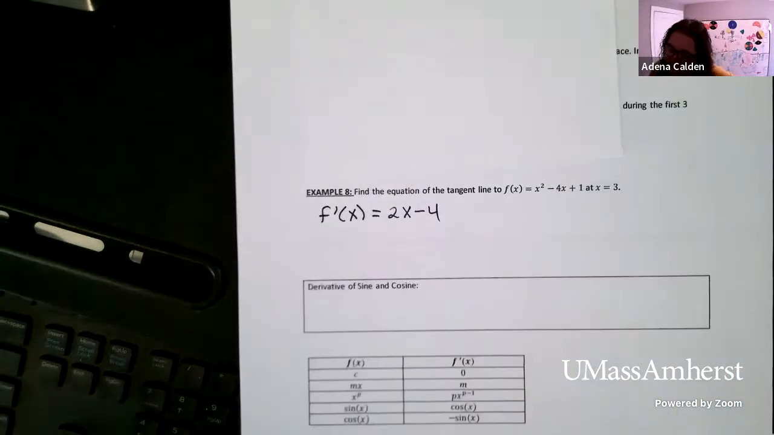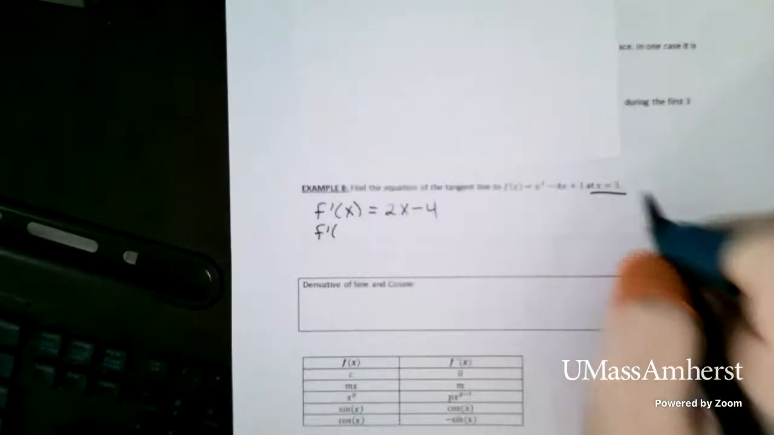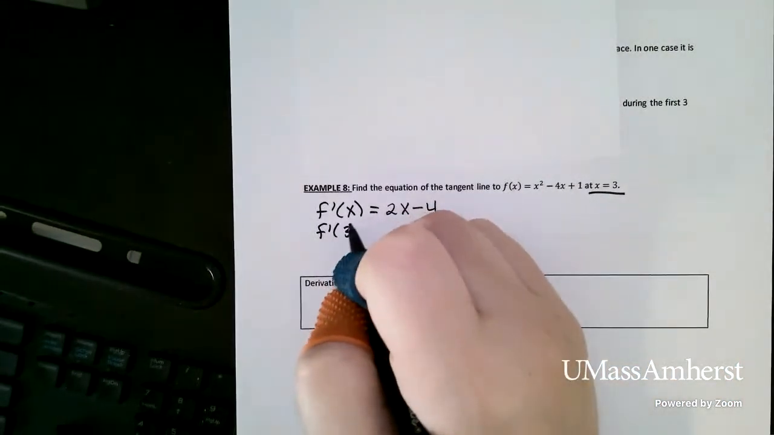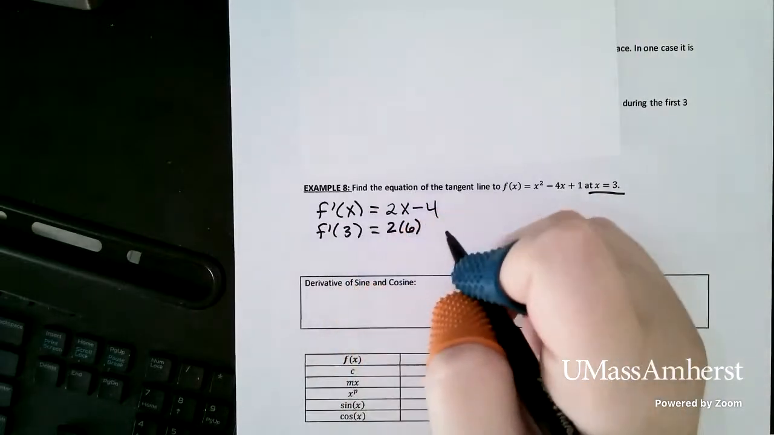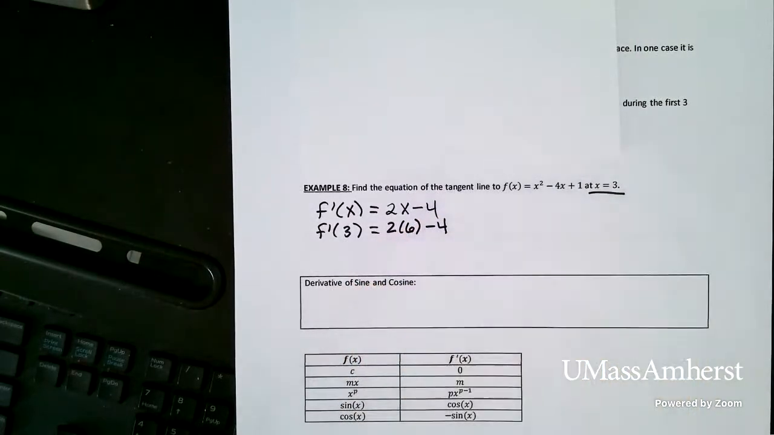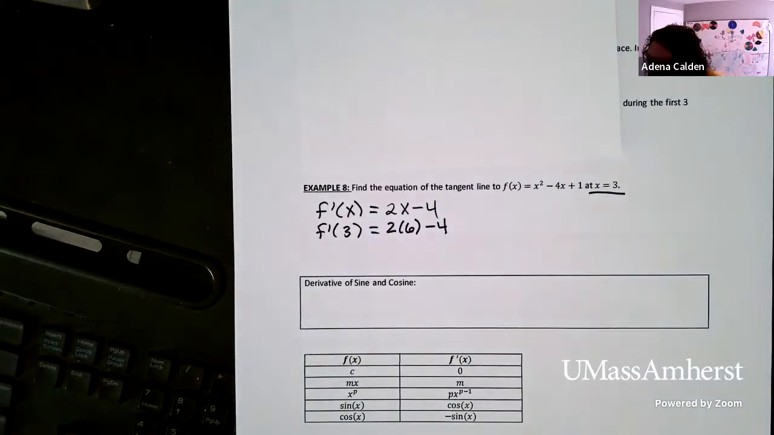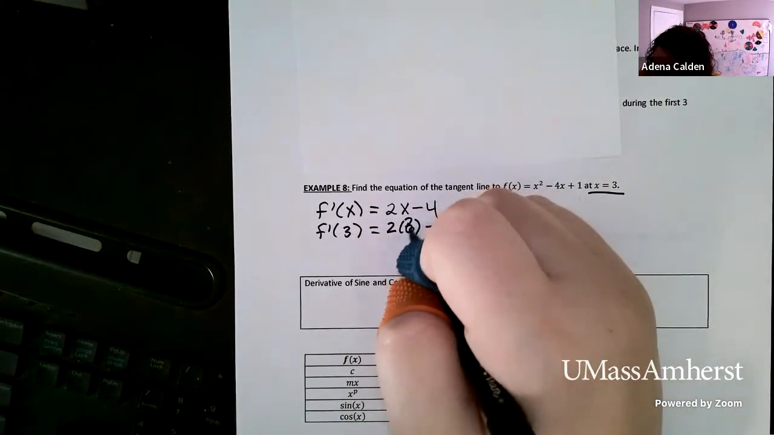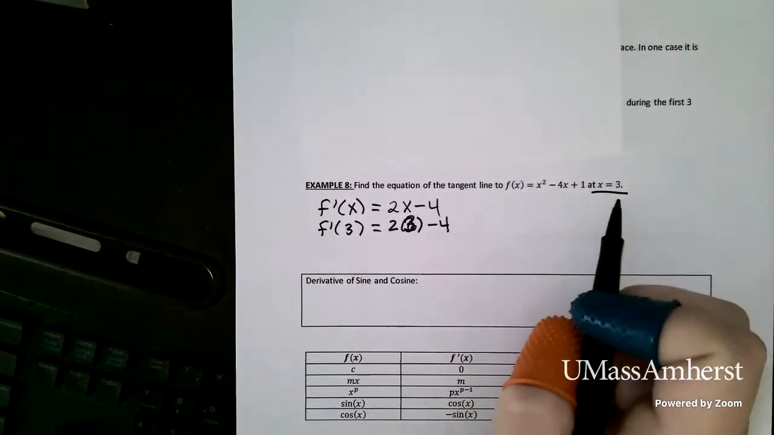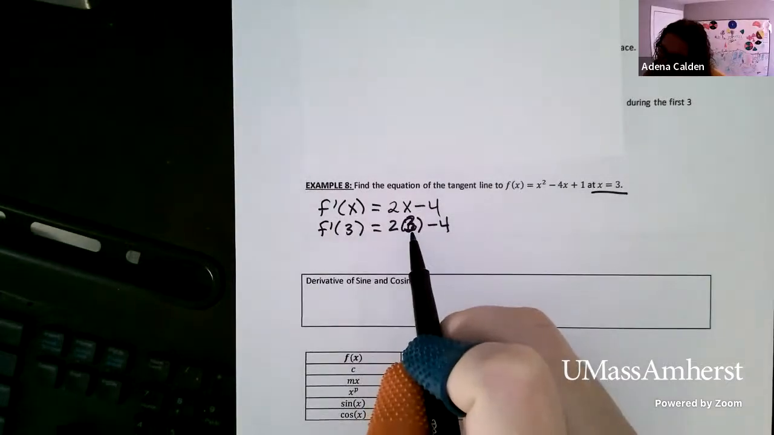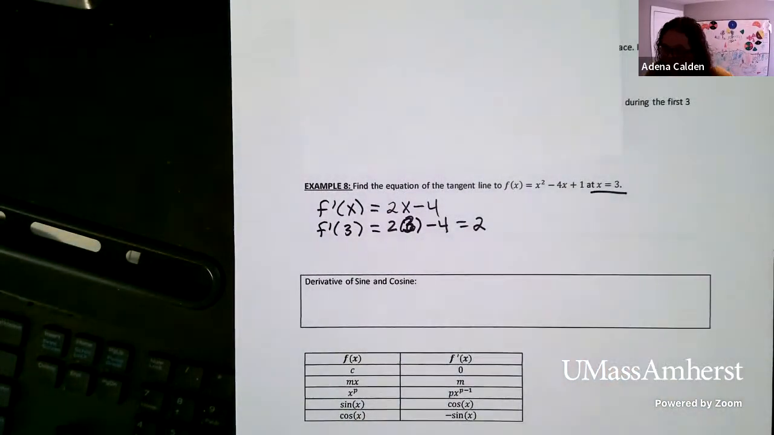So what this means is if I am to plug in 3, that will tell me the slope of the tangent line at 3. Okay, so 2 times 6 is 12, right? Oops, that should be a 3. I said plug in 3. Plugging in 3, sorry about that. 2 times 3 is 6 minus 4 gives us 2.